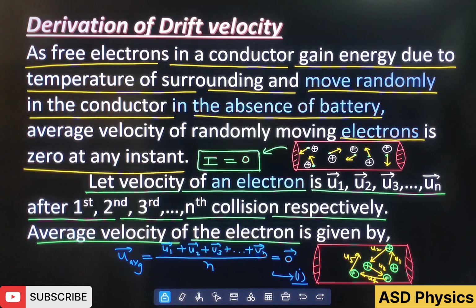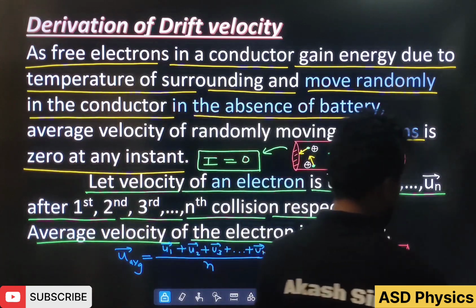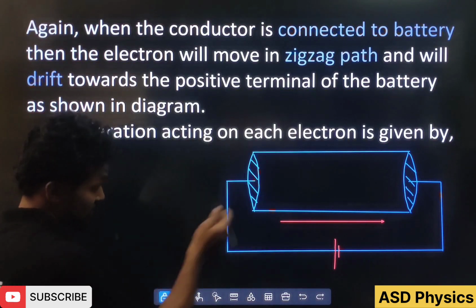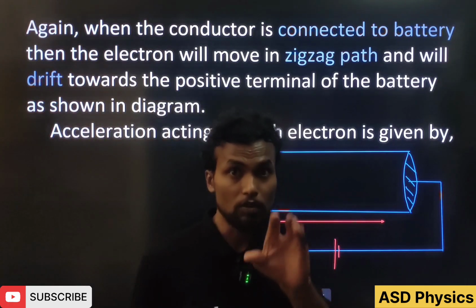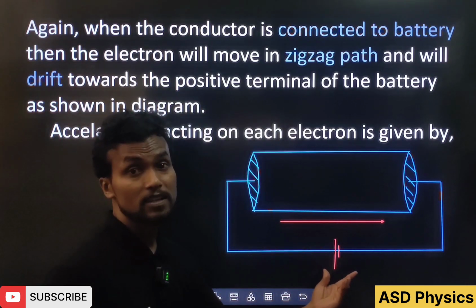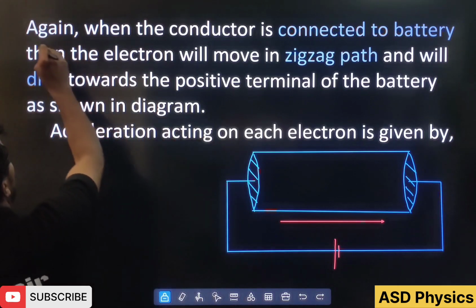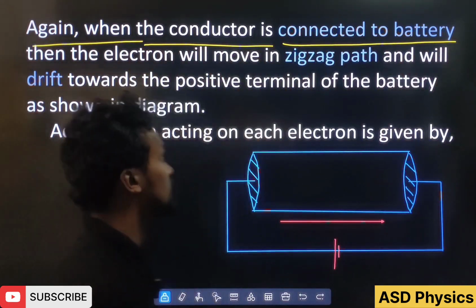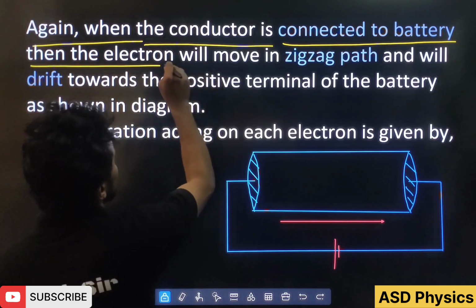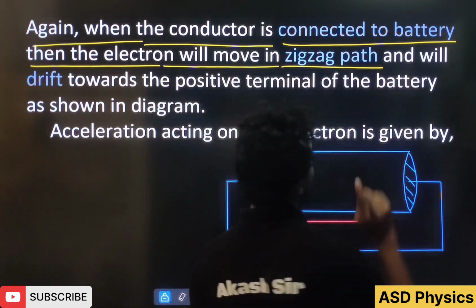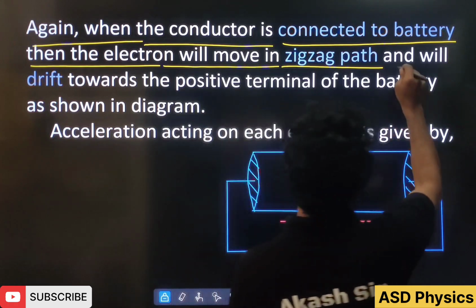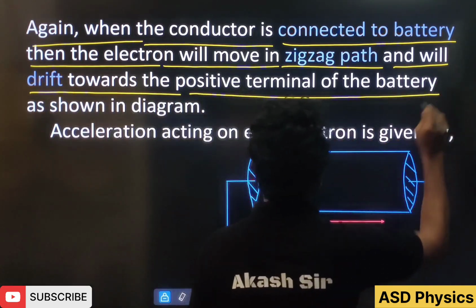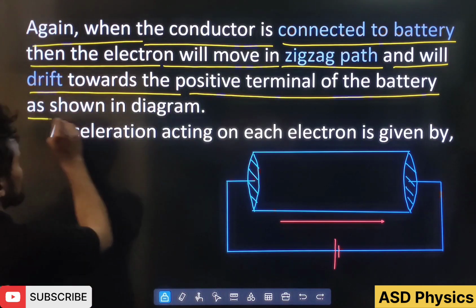Kindly remember this one. After that, students, what are we going to do? Up to this, the conductor was not connected to the battery. Now this conductor is going to be connected with the battery. So see how it will work. When the conductor is connected to the battery, then the electron will move in which path? Zigzag path. Remember that. And it will drift towards the positive terminal of the battery as shown in the diagram.